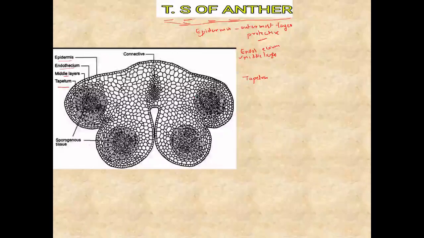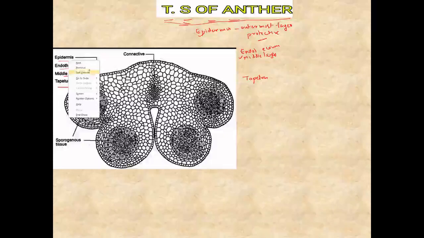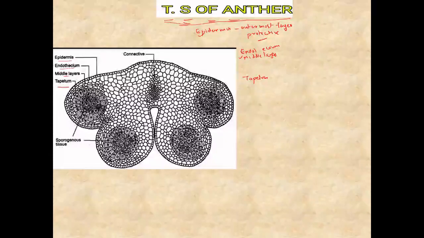So let us now see the outermost layer, the epidermis. It is only one cell in thickness. You can see here the single layer of barrel shaped cells forming the outermost layer. This forms the epidermis, which is just one cell in thickness.